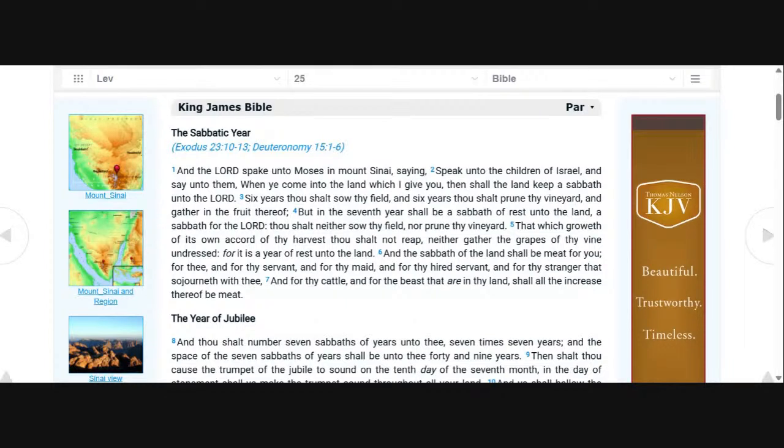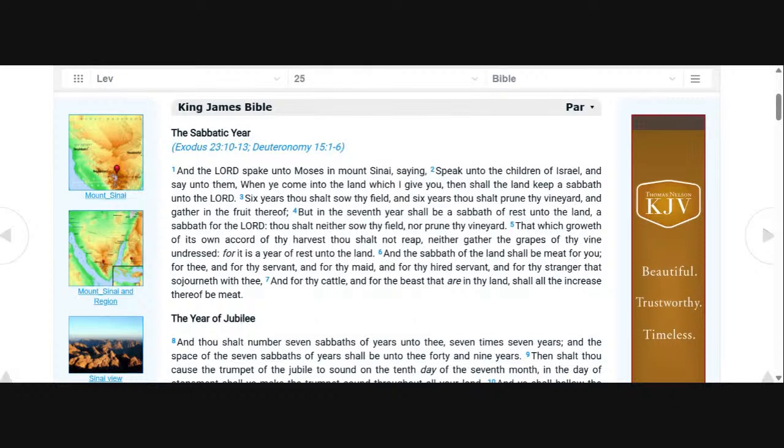And the Lord spake unto Moses in Mount Sinai, saying, Speak unto the children of Israel, and say unto them, When ye come into the land which I give you, then shall the land keep a Sabbath unto the Lord. Six years thou shalt sow thy field, and six years thou shalt prune thy vineyard, and gather in the fruit thereof. You shall reap and sow for those six years.